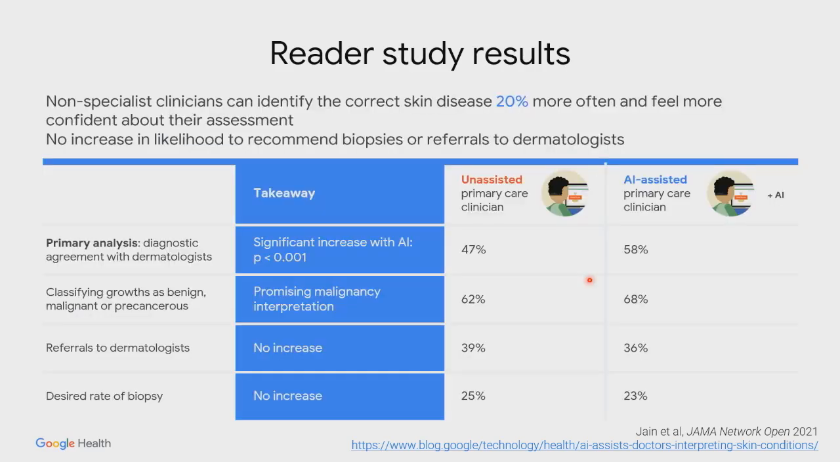And the main result that we saw over here was that these non-specialist clinicians actually got a 10% absolute increase in diagnostic accuracy by having AI assistance. Relatively speaking, that's a 20% boost.